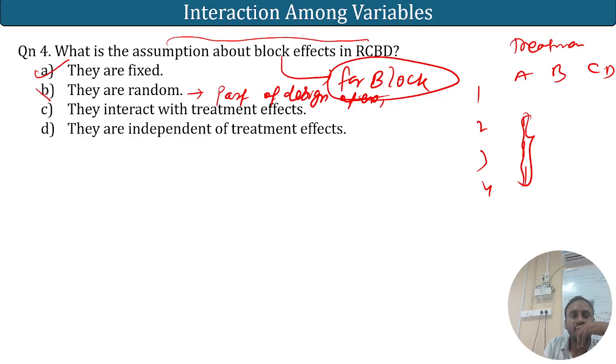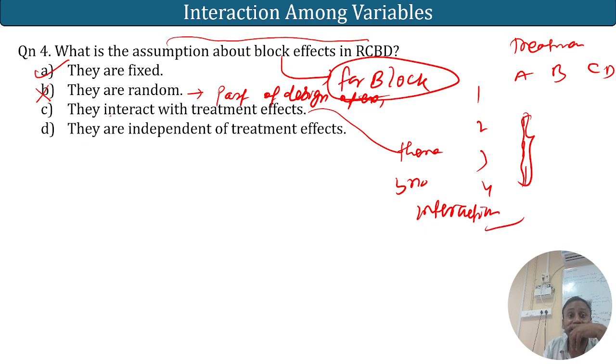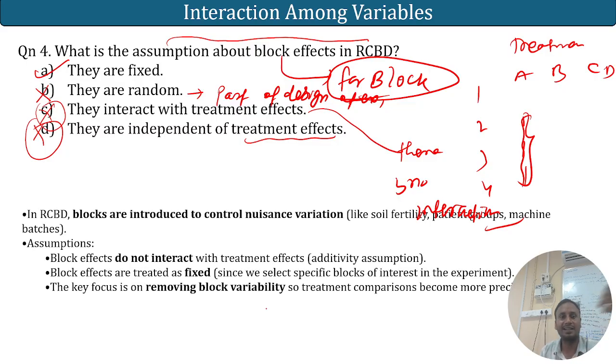Do they interact with the treatment effect? No, there is no interaction. Are they independent of the treatment effect? No, it's going to depend on each row and each column. So the first option is the correct option. In RCBD, blocks are introduced to control nuisance variation like soil fertility and machines. The assumption is that blocks do not interact with the treatment effect. Blocks are treated as fixed, and removing the block variability makes the treatment comparison more precise. Is it clear? Yes, sir.